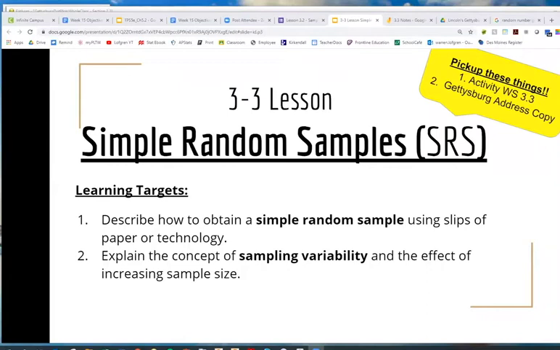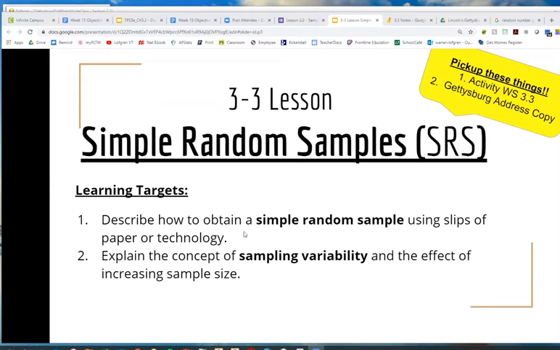Okay, so what we are talking about today, lesson 3.3, is one of the good ways that statisticians use to take samples. It's called a simple random sample, abbreviated with an SRS. Last lesson, we talked about some bad ways that people take samples: the convenience method and the voluntary method. We talked about how those are biased. Today we're going to talk about a good way, the simple random sample. It's the most common way that statisticians use to take samples.